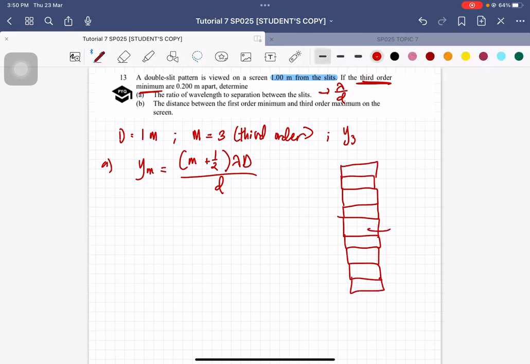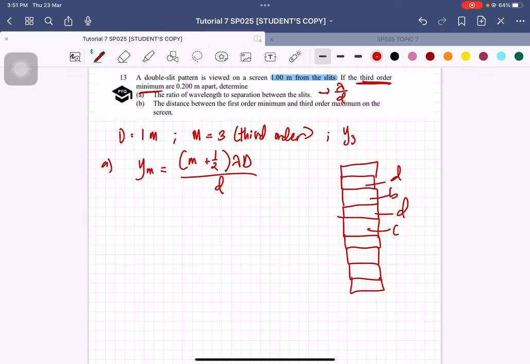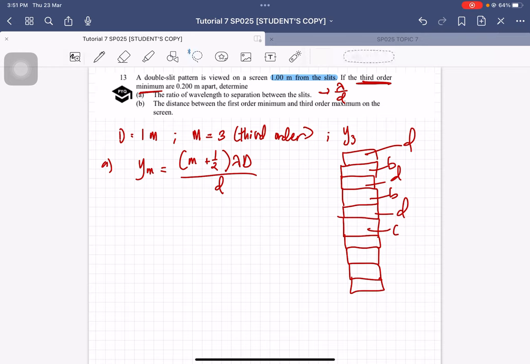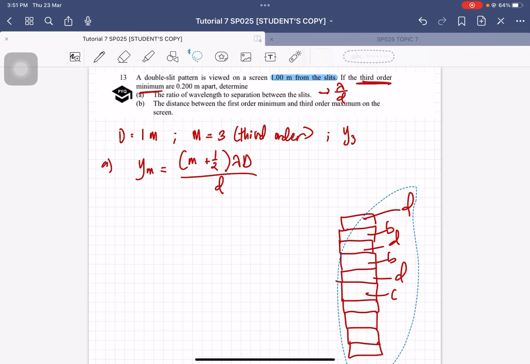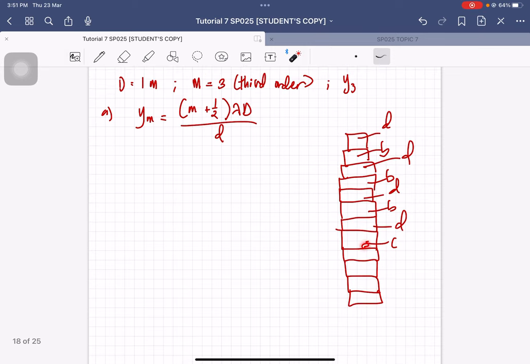Okay, so ini central, ini dark, bright. Betul ka to? Yeah, betul lah. Dark, bright, and then kita ada satu lagi dark. So first or zeroth order. Yeah, panjang pula. Kamu dengar je lah. Okay, bright, dark. Okay, so we have zeroth order. Salah. 0, 1, 2, 3.